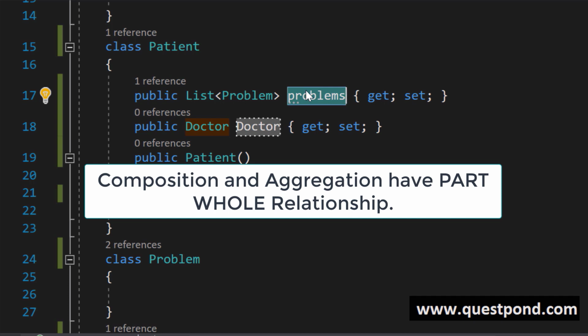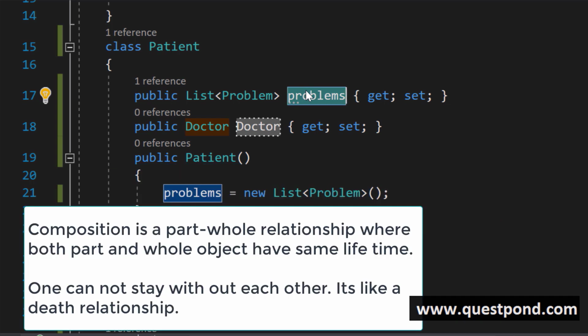Now we'll try to answer composition. This is important, part-whole relationship. So now here goes the answer. Composition is a part-whole relationship, where the lifetime of the part object and the whole object is the same.